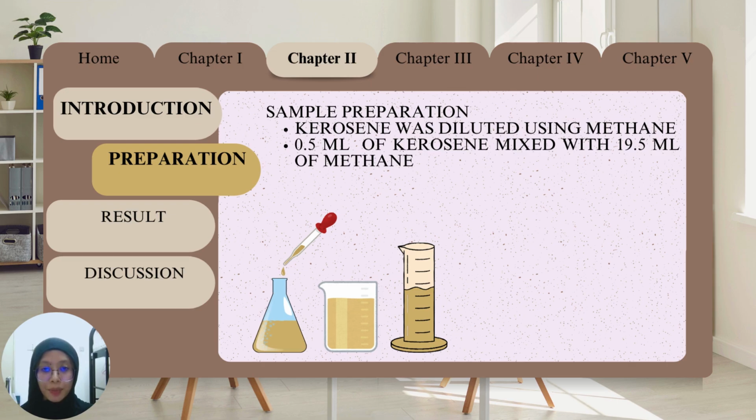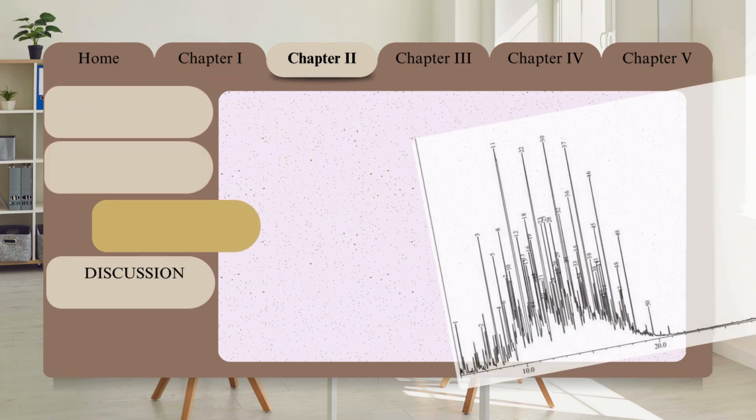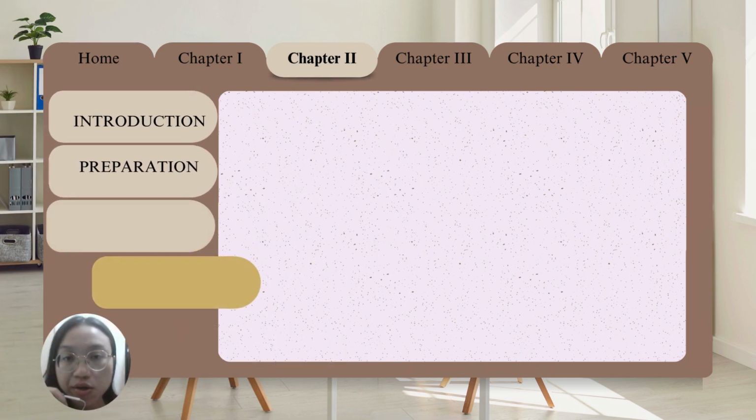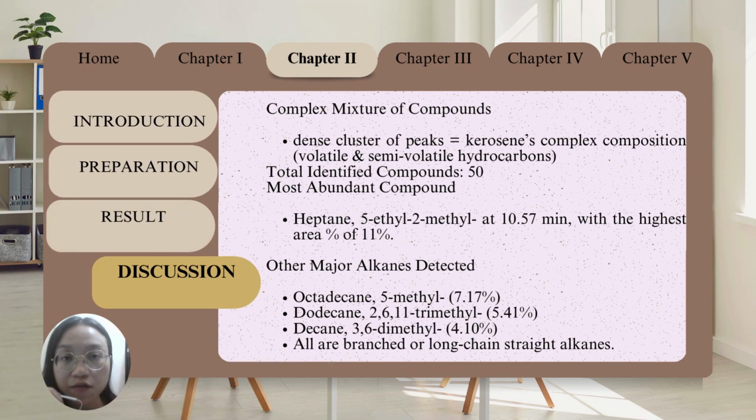For kerosene preparation, 0.5 ml of kerosene was diluted with 19.5 ml of methane. This is the result that shows the peaks of the components contained in the kerosene by using GC-MS. Kerosene contains a complex mixture of compounds, such as volatile and semi-volatile hydrocarbons. There were 50 compounds found during the analysis.